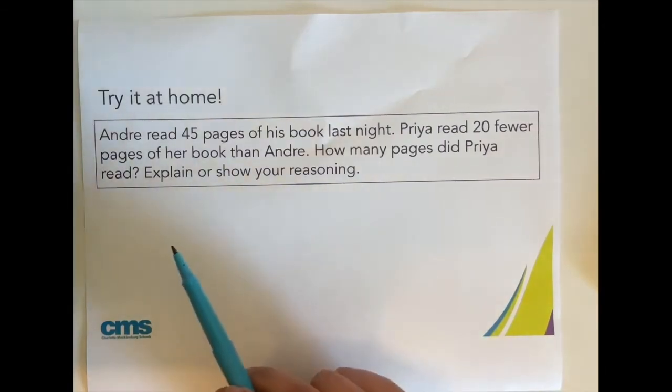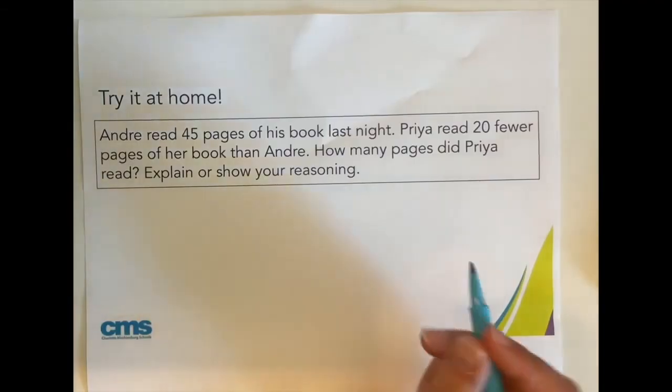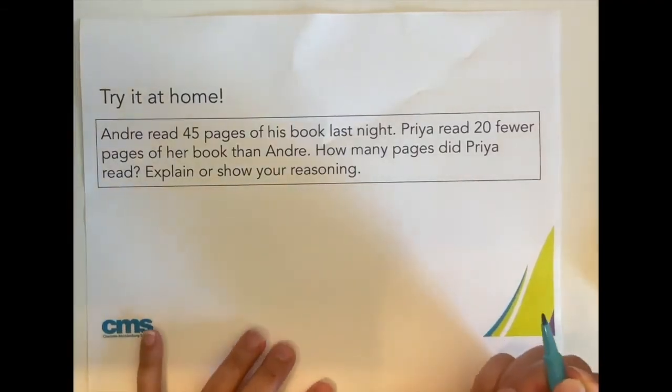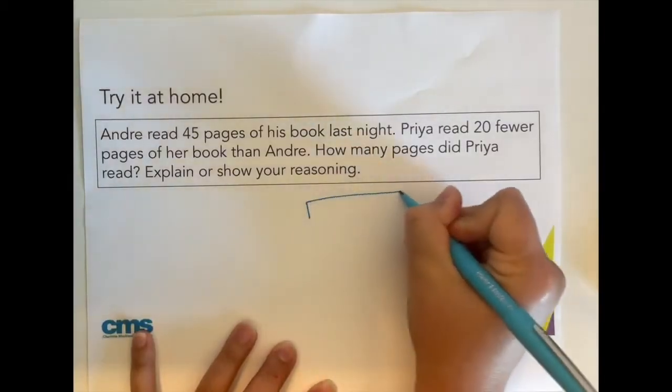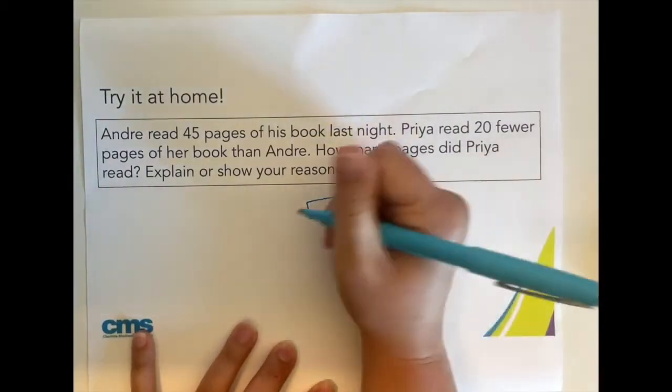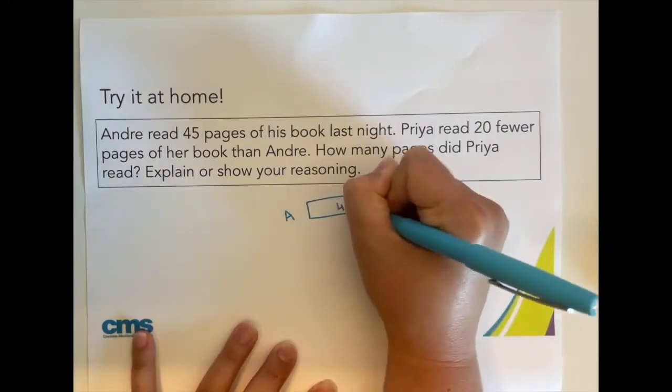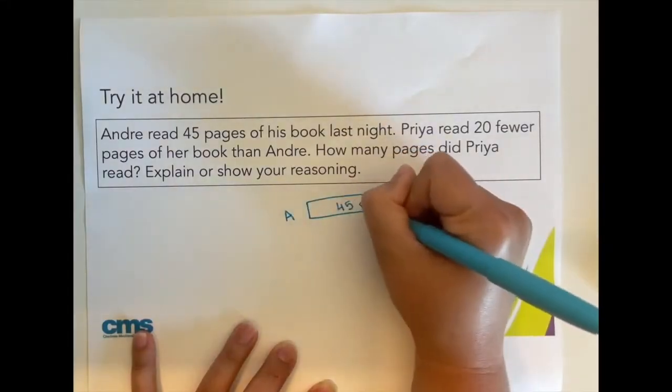Andre read 45 pages of his book last night. Priya read 20 fewer pages of her book than Andre. How many pages did Priya read? Explain or show your reasoning. Students might start by representing what they know about Andre. Andre read 45 pages last night.